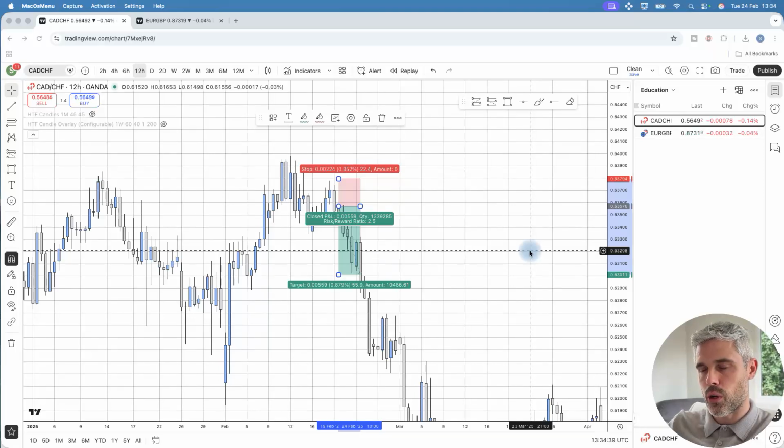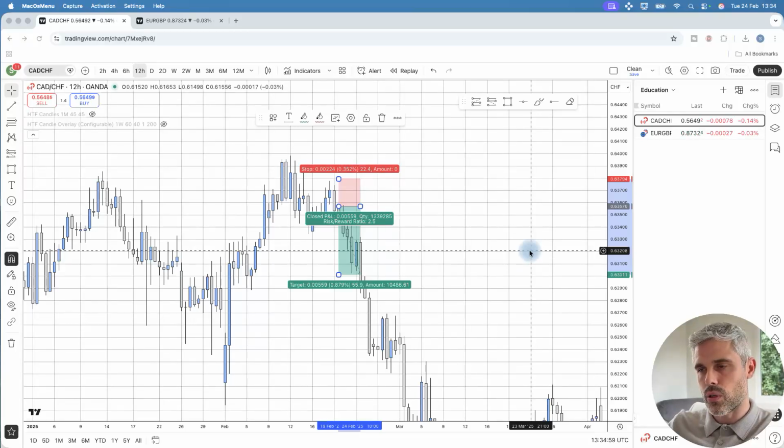Fair value gaps form on every single time frame, every single pair all day long. But the truth is, most traders don't understand how to actually trade them. They see a fair value gap form and they jump into a trade. But what's the higher time frame context? What's the actual target for price? And does this fair value gap make sense to enter?